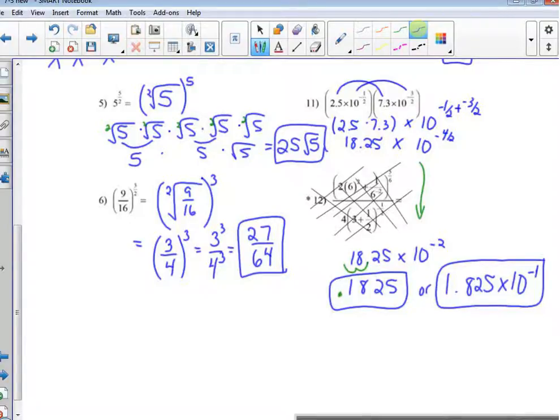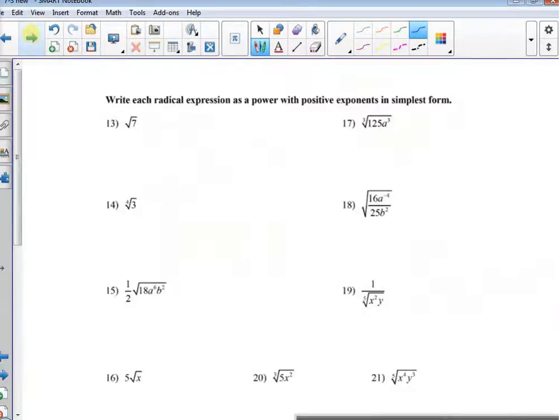So it all depends on what the question is asking. I have it kind of in simplest form there. Next page, number 13. Write each radical expression as a power with a positive exponent in simplest form. So we need a radical expression as a power, positive exponents. Okay, so this is really a 2 and a 7 to the first. So remember, that's root on the bottom, power on top, 7 to the 1/2.